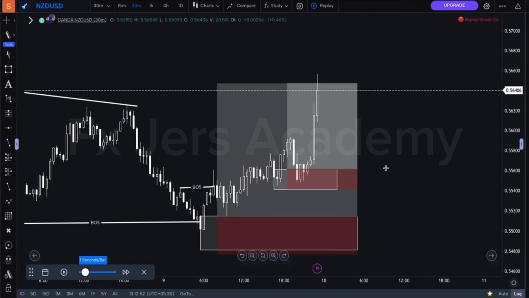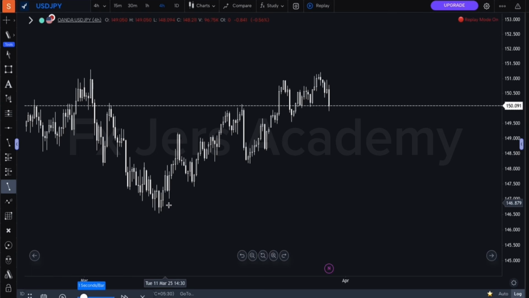So remember, when you're trading news in a bullish setup, don't chase price. Let the market come to you. Find your demand zones, wait for the reaction, and execute with confidence. Now moving to the sell example.